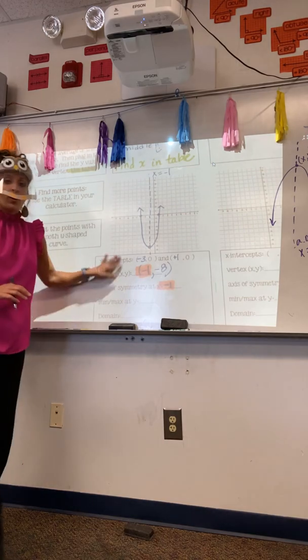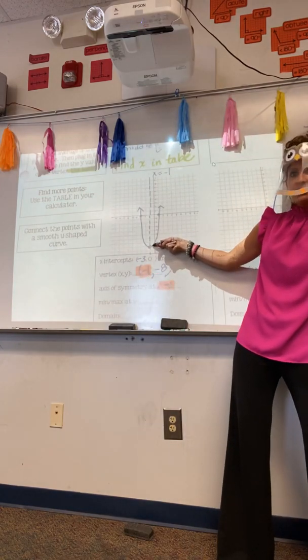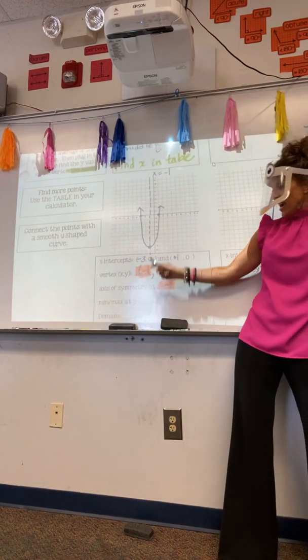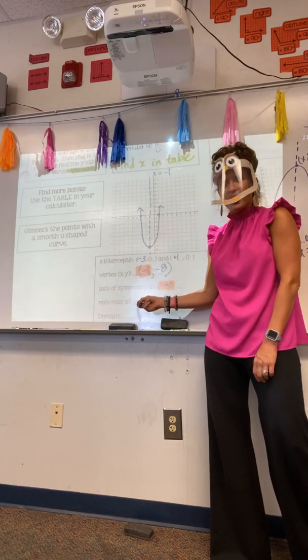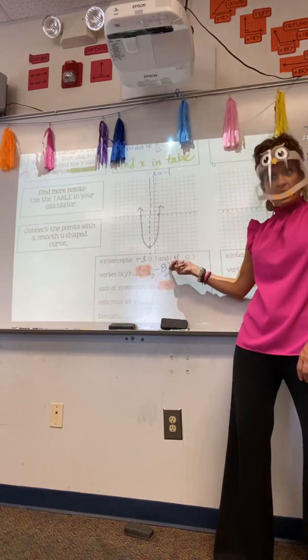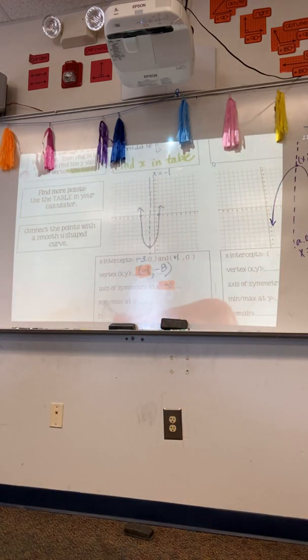All right. Will I have a min or a max down here? What is that? Min. That is a minimum. And it says right here, min max at y equals. What y do you think I'm going to use? -8. We're going to repeat it. Circle min so that you know it's a min. And we are using that -8 again. We repeat that.